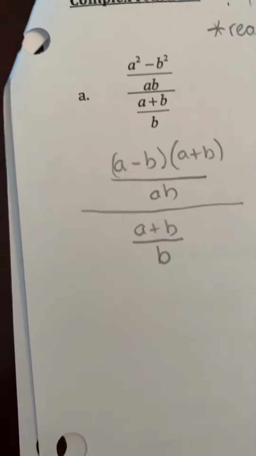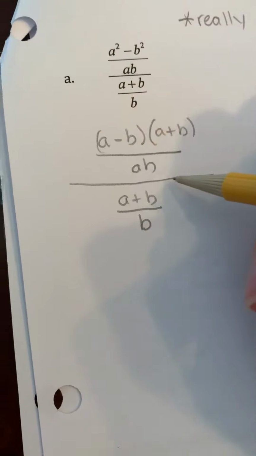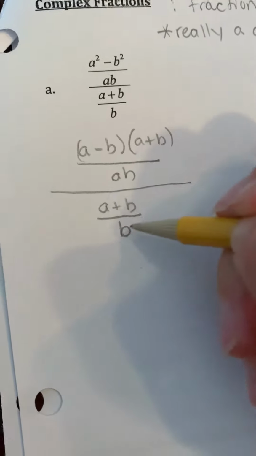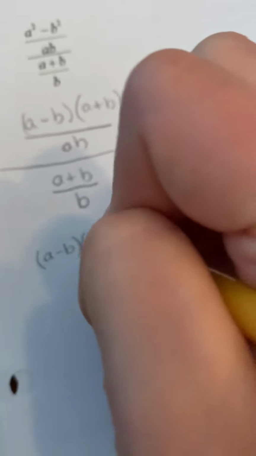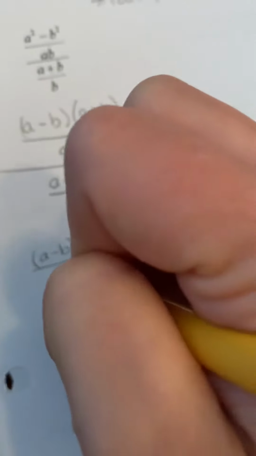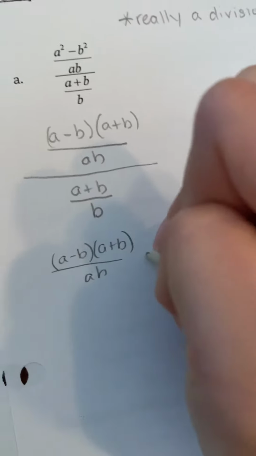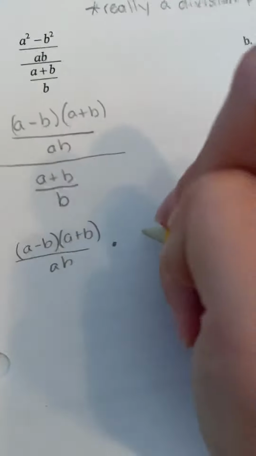Once we have that, notice we're dividing, so we need to multiply by the reciprocal of this second fraction. This will be a minus b, a plus b, over ab, so our first fraction, now multiplied by the reciprocal of the second.